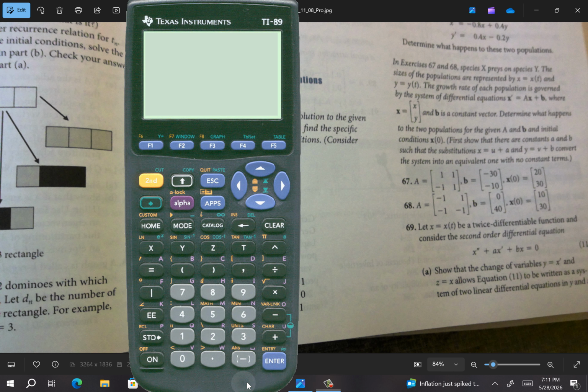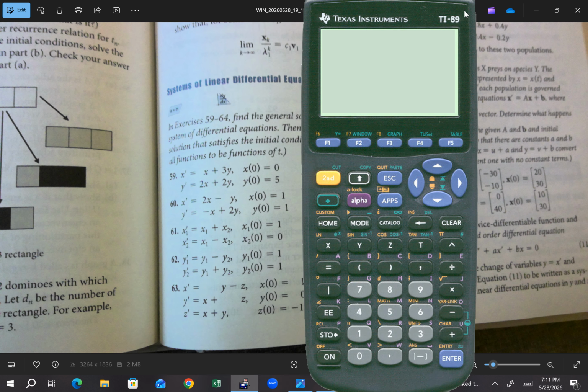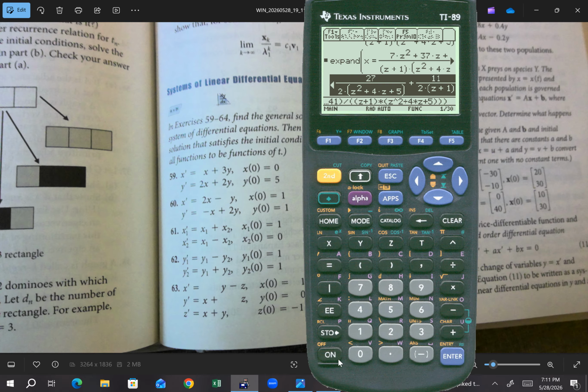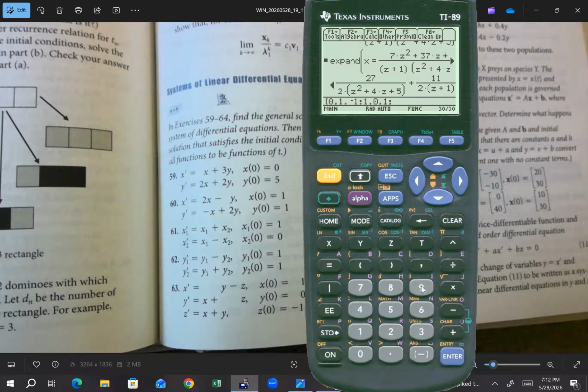Okay, so we're going to use eigenvalues and eigenvectors to solve this problem. So I'm going to type it in and make a vector for my matrix first. So there's my top row, middle row, 1, 0, 1. Bottom row, 1, 1, 0. Oops.